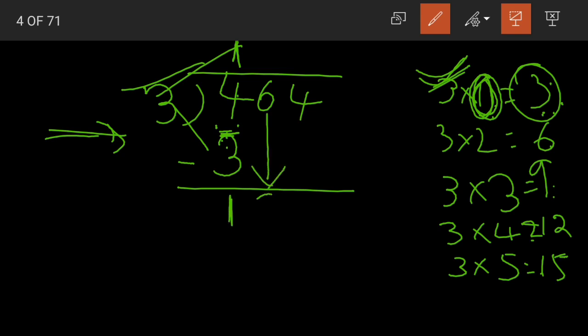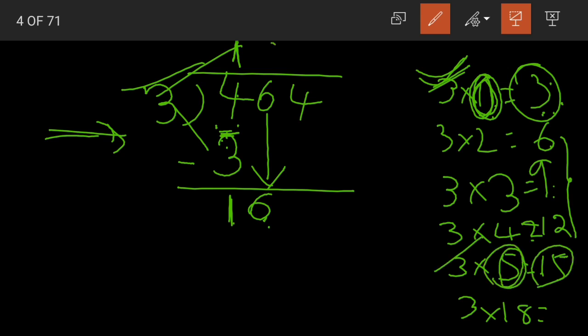Now we need to bring another digit down. 16. Do we have 16 in the 3 table? No. Do we have any number which is just less than 16? Yes, we have 15. 3 5s are 15. So 5 becomes our quotient. 3 5s are 15. When we subtract, 1 will be our answer.